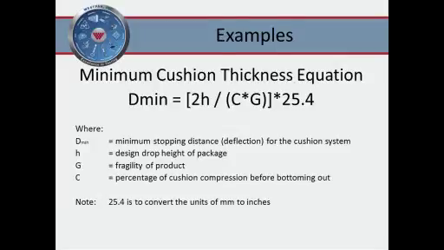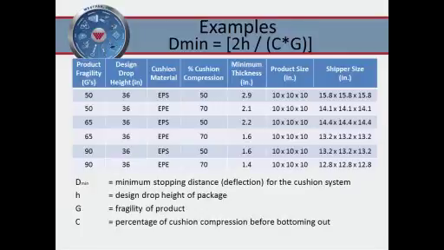So now that you have that example under your belt, let's do some comparisons. With this comparison, I have a table here, and one thing I want to point out on the table is that the design drop height will always stay the same at 36 inches because we want to make an apples-to-apples comparison as opposed to an apples-to-oranges comparison. And what we're going to be alternating is, one, product fragility. It starts at 50, and then we're going to 65, and then finally we're going to 90. And then for the cushion material, we're going to alternate between EPS and EPE. EPS with a cushion compression percentage of 50%, and EPE with a cushion compression percentage of 70%.